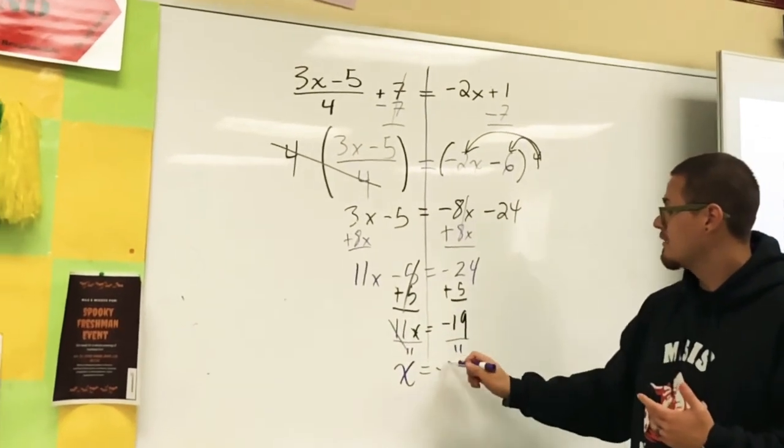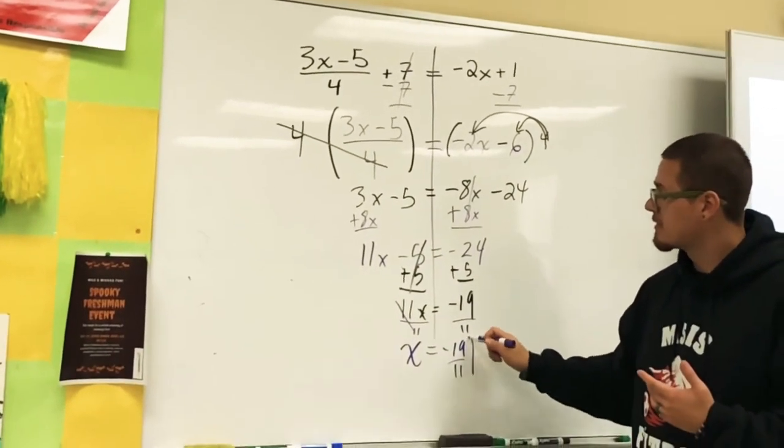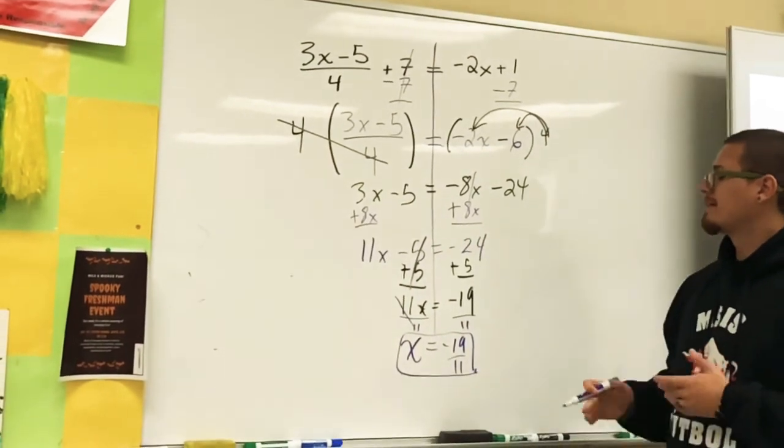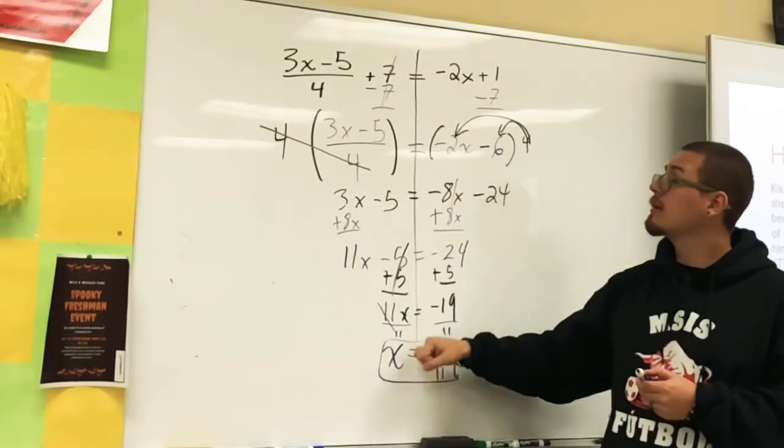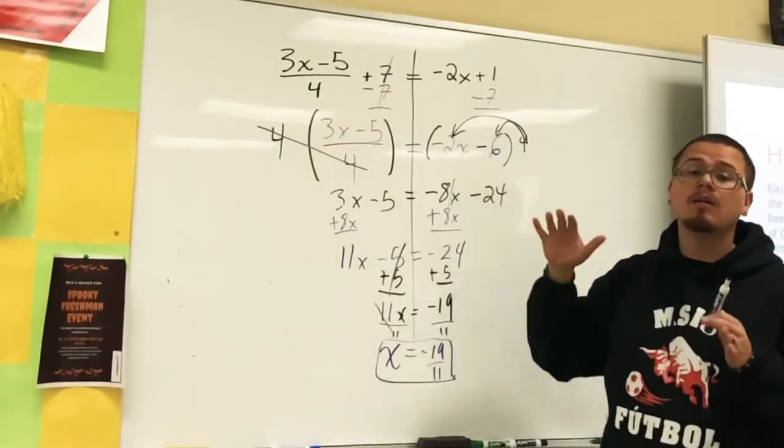X equals negative 19 over 11, because that number does not simplify at all. That's approximately negative 2, and that is the solution for this equation. If you plug it in, it'll make the left side equal the right side.